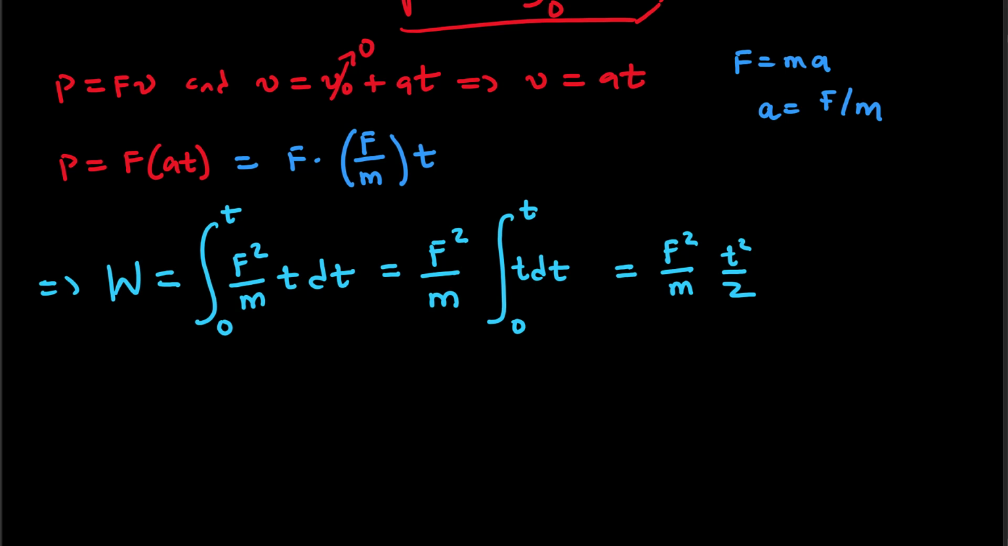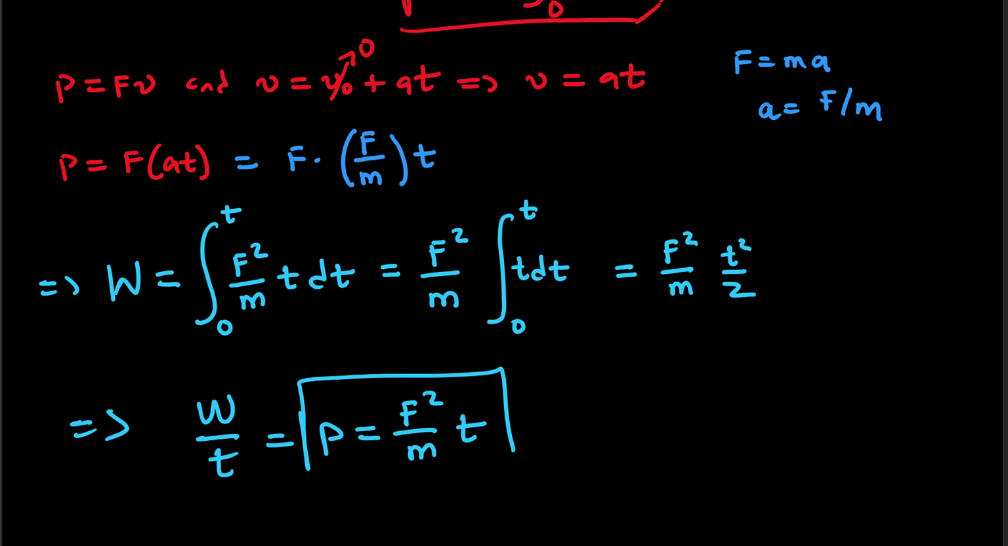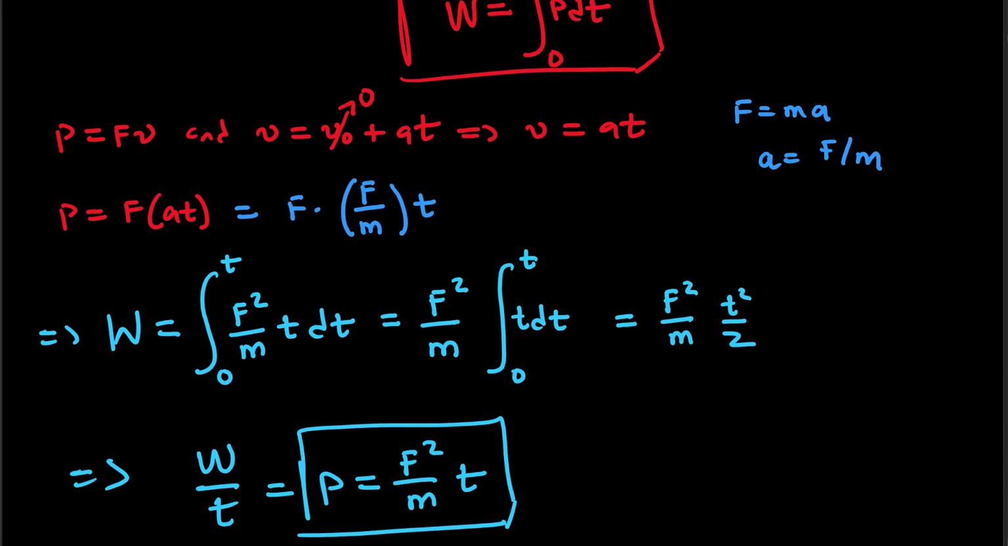Now, in other words, you can clearly see that W over T, which is equal to P, will be equal to F squared over M multiplied by T. This is the average power delivered by an object at a particular time T, provided that the average force acting on that object is equal to F. Now, this is a beautiful equation that I believe that you should be able to know how to apply.